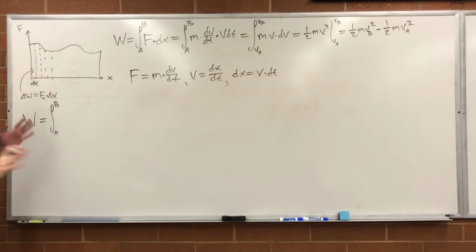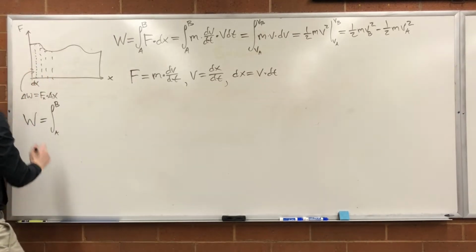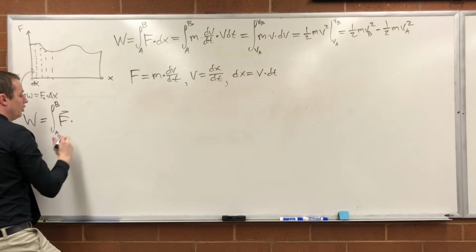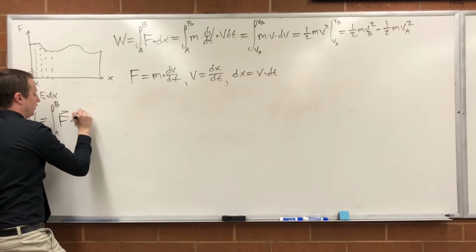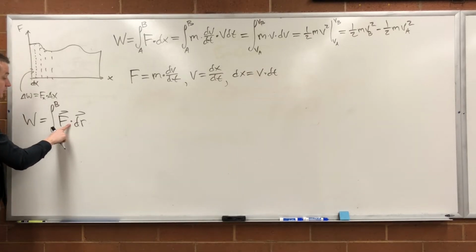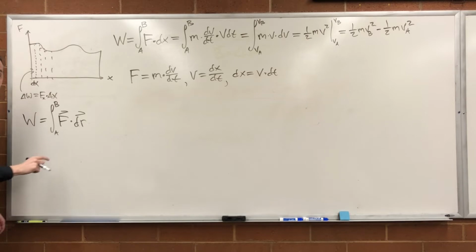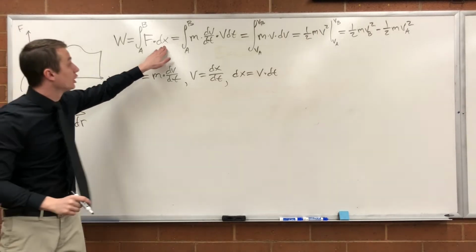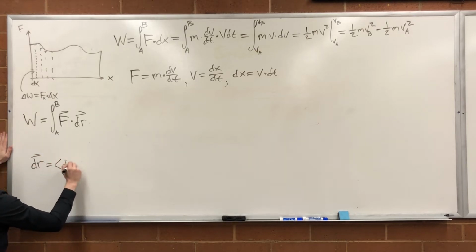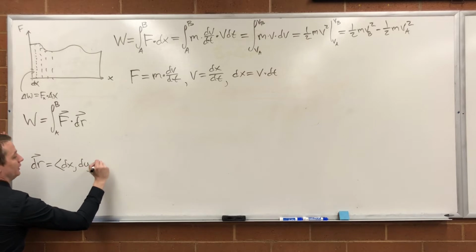Completely arbitrary. Our work then is going to be the dot product of our force vector with our displacement vector. I'll use dr. Yes, we're talking about vectors now, and we're using a dot product. Why dr? That's our position vector. Remember, dx is just a component of dr. What is dr? The vector dr is equal to dx, comma dy, comma dz.